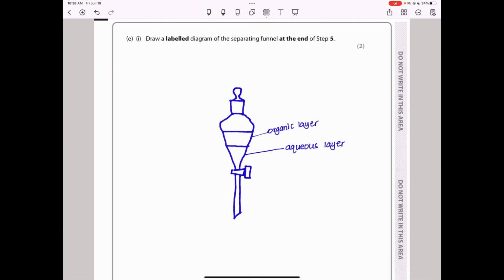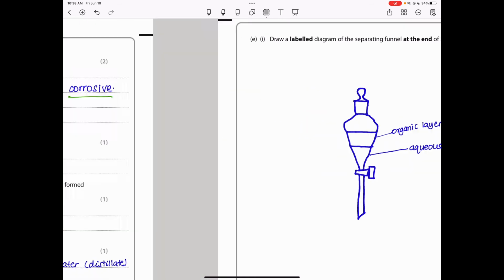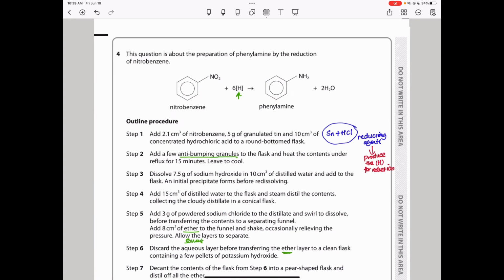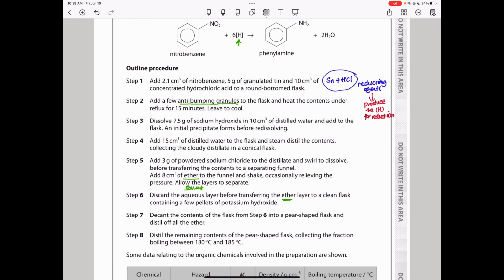Draw a labeled diagram of the separating funnel at the end of step 5. At the end of step 5, again, we can go back here and see step 5. They say step 5: add 3 grams of powdered sodium chloride to the distillate and swirl the distillate before transferring the contents to the separating funnel. Add 8 centimeters cubed of the ether to the funnel and check.